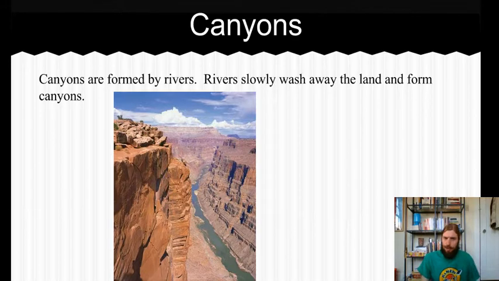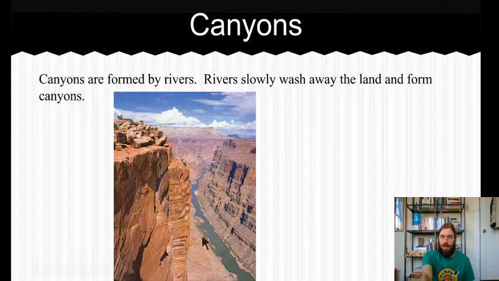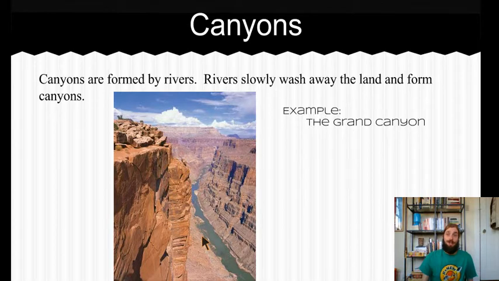So canyons are formed by rivers. This river used to be on the surface of the land, but eventually it carved a deep canyon in the rock by pulling little pieces of the canyon with it as it flows. So on your worksheet, you have canyons. Canyons are the effect. What causes canyons? An example of a canyon is the Grand Canyon.